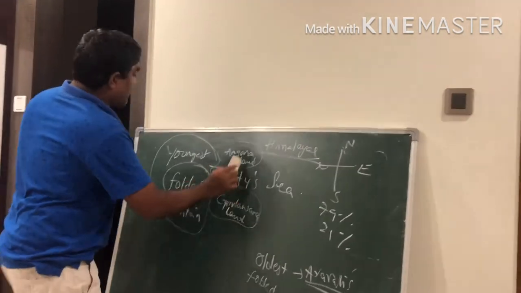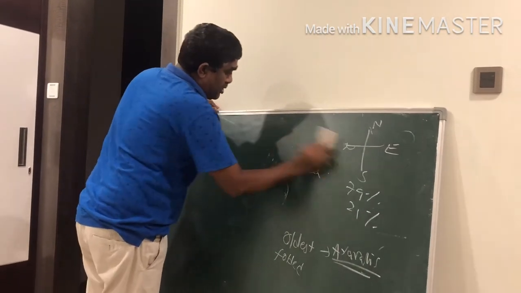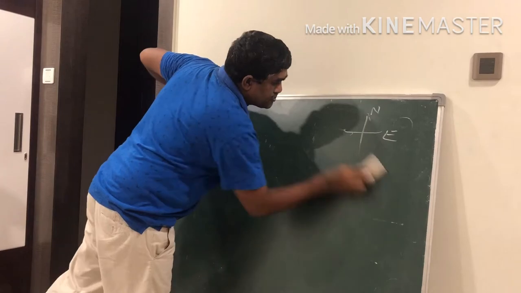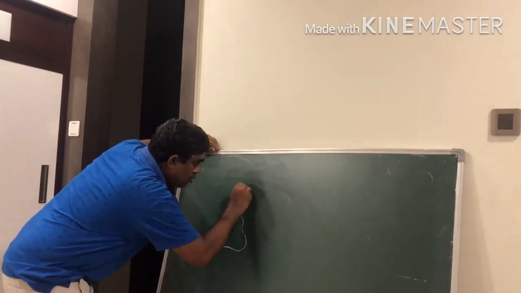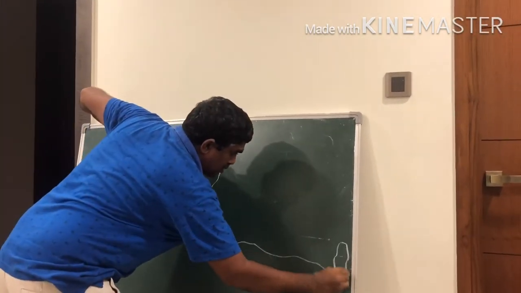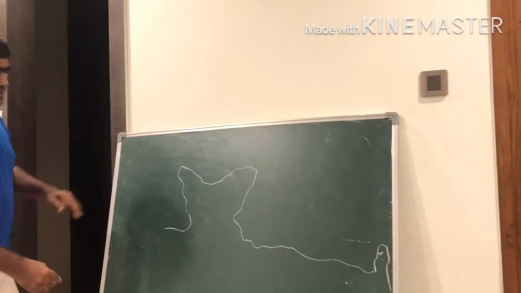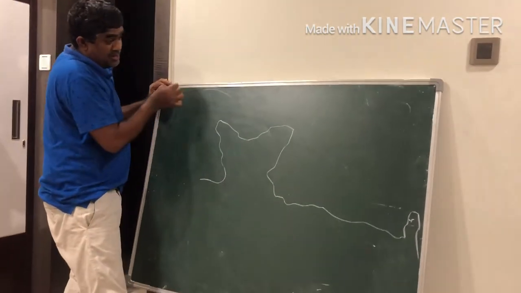So, now we have discussed how Himalayas have been formed. The next step is, you know this, this is Arunachal Pradesh, this is India. It has been folded and it formed the present Himalayas.